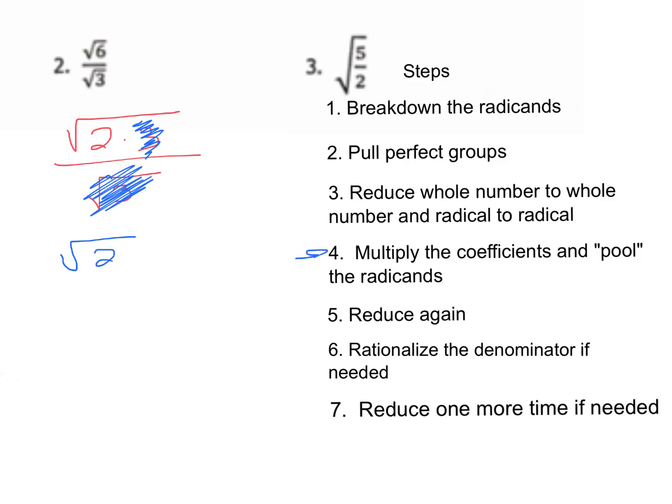Multiply the coefficients. Well, this isn't a multiplication problem, so I can't do that. Reduce. No, it's just radical 2. I can't reduce. Rationalize the denominator if needed, but there is no denominator, so I can't rationalize. And reduce one more time, but you can't. So there's that one. Pretty simple.